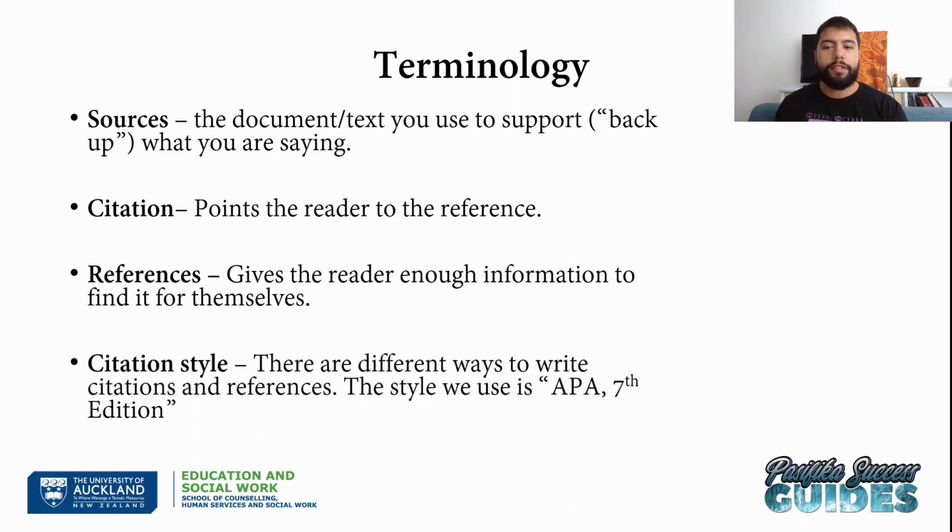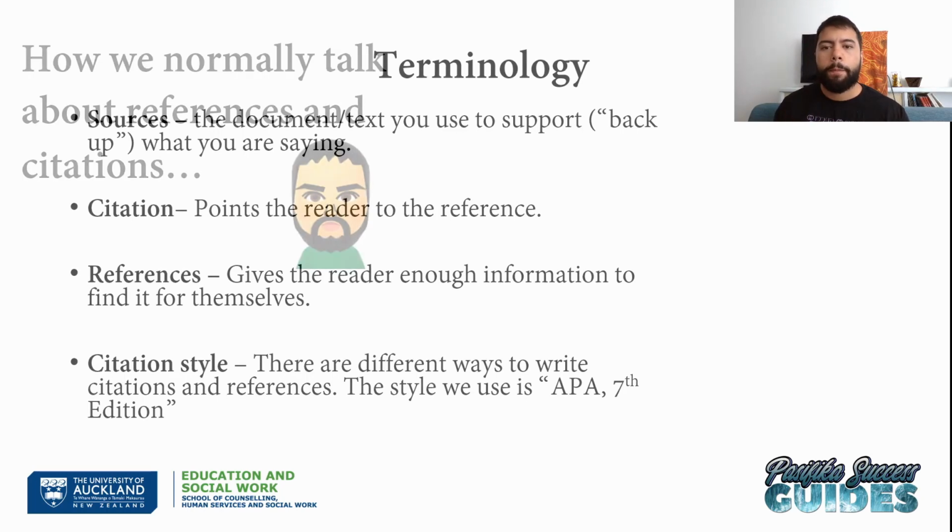The citation style is just the way that you format the citation and references. There's different ways you can do it. You can use numbers, you can use surnames and years as well. For the purposes of this guide, and because it's probably the most popular kind of referencing style, I will be using APA style. The most recent iteration of APA style is 7th edition.